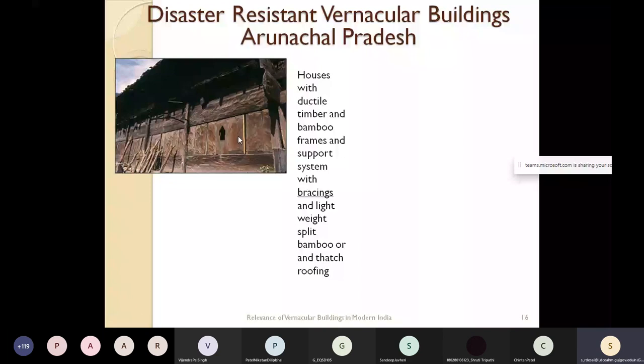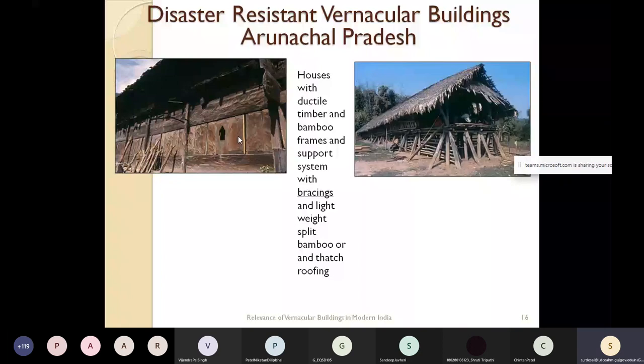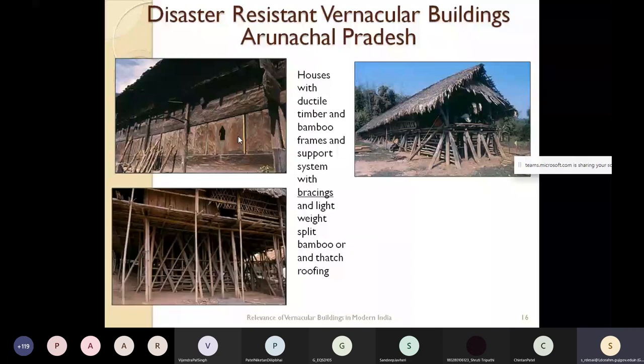And then, of course, you also have bamboo and timber, kind of a bit lighter structure, which are very, very ductile. And you have bracings in every way you can think of, all right? And, of course, these pictures of mine were shot back in 1993. We were doing a study in Arunachal and Mizoram. So in those days, they had thatch roofs, which would last for many years. And look at the lower left-hand picture.